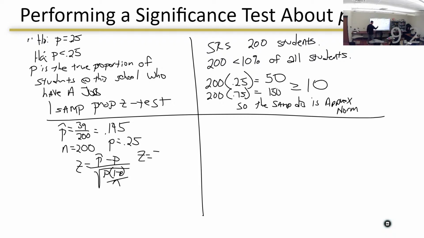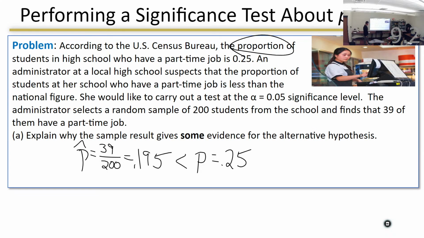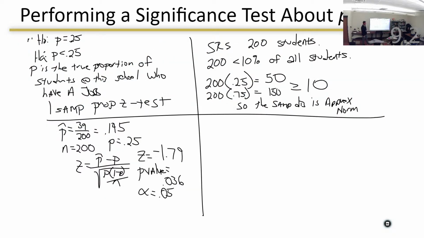Z equaled negative 1.79, p-value 0.036, alpha 0.05. Where'd you get that? I think they told me, right? Okay, they told me 0.05. And now I'm going to my conclusion.